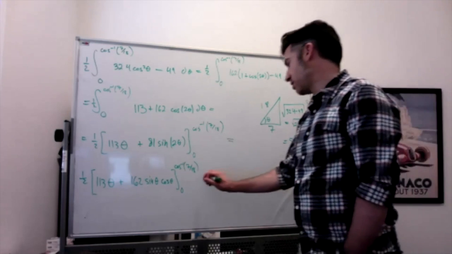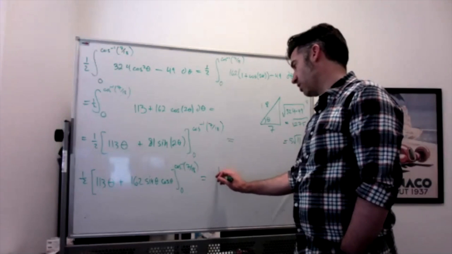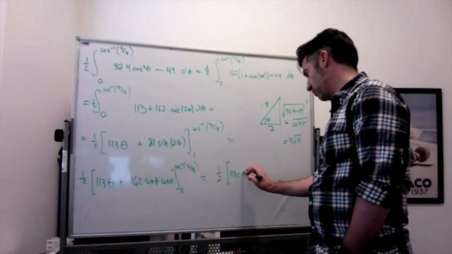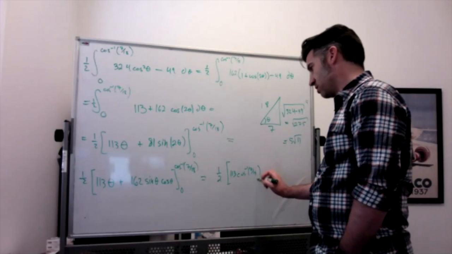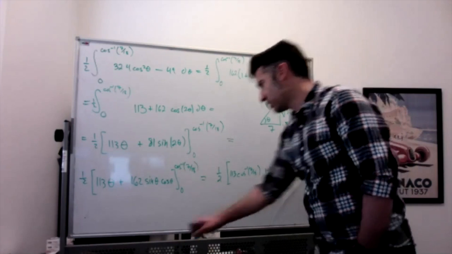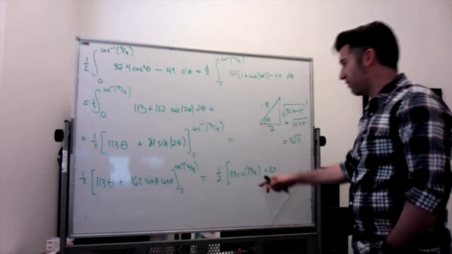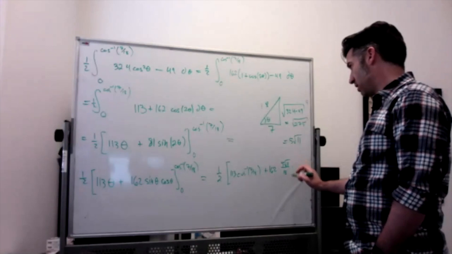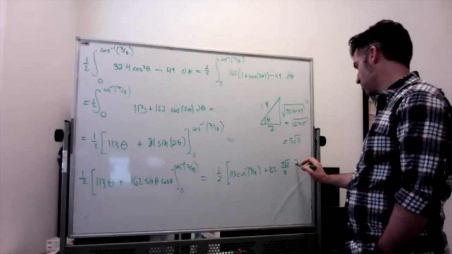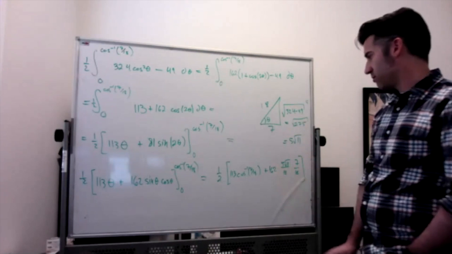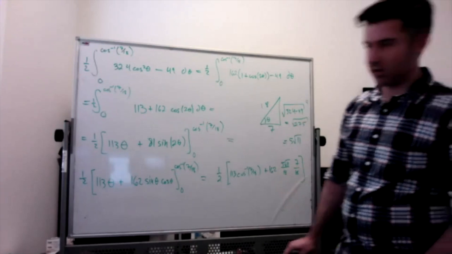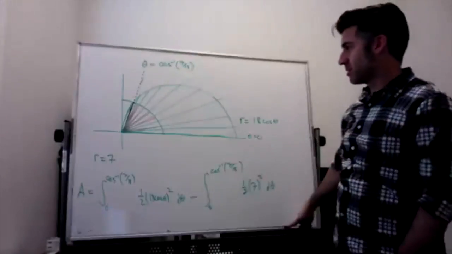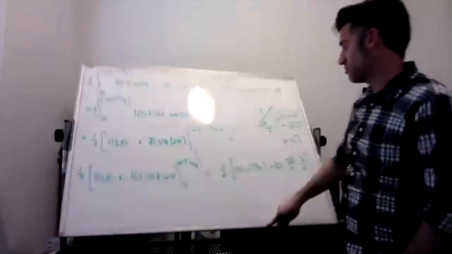Anyway, here's what we get. We get 1/2 times 113 inverse cosine of 7 over 18. Beautiful. Plus 162 times sine of theta, which is 5 root 11 over 18, times cosine of theta, which is 7 over 18. Minus plug in 0 and you get 0, right? 0 here gives you 0, 0 here gives you 0. And then this is only half of what I wanted, so double it.